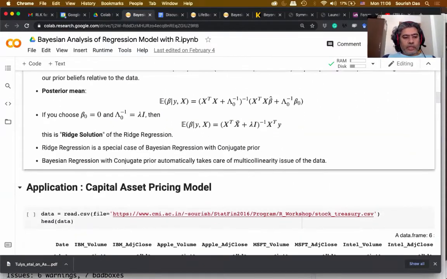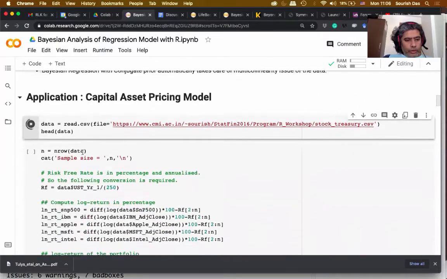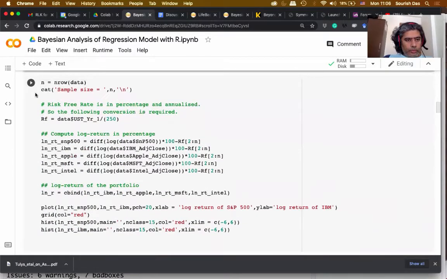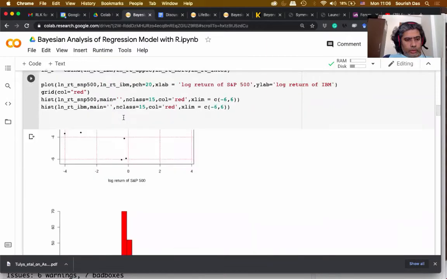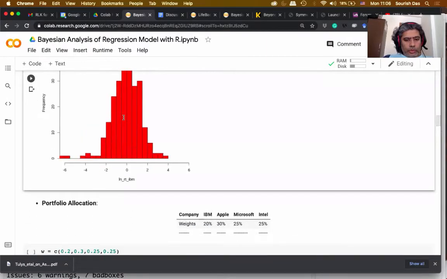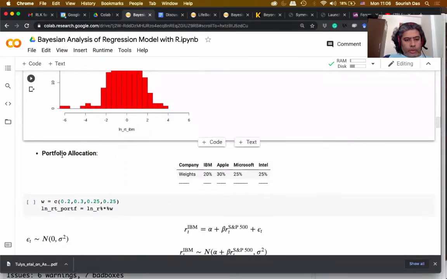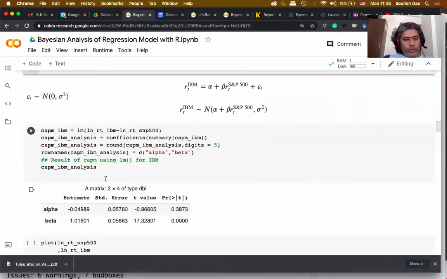Theory part we have discussed. Let us take the data. Then this part also we discussed. This is also we discussed last time. And we discussed that we have taken a portfolio.